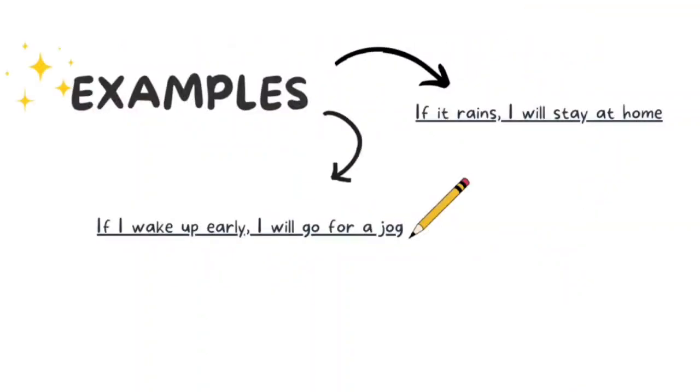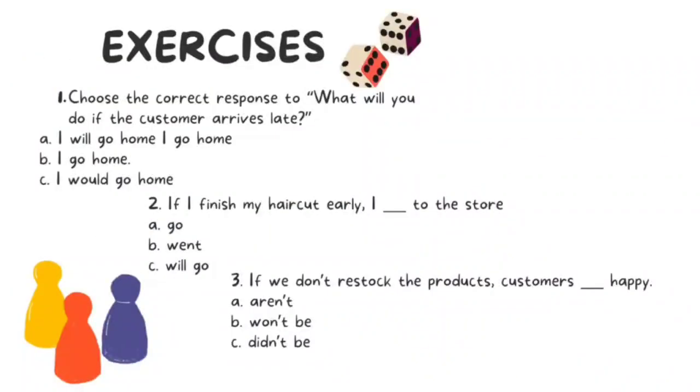The examples for this conditional: the first one, if it rains, I will stay at home. The second one is, if I wake up early, I will go for a jog. Now, I have prepared some exercises for you guys to do. I will give you guys 10 seconds to read and answer each question. Here are the answers to all these questions. Next, we are going to move to the second conditionals.